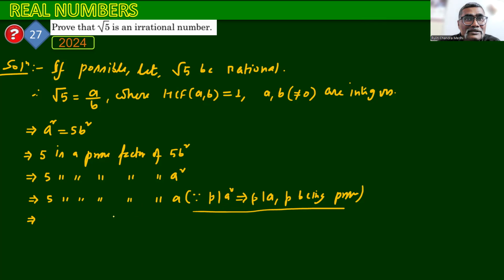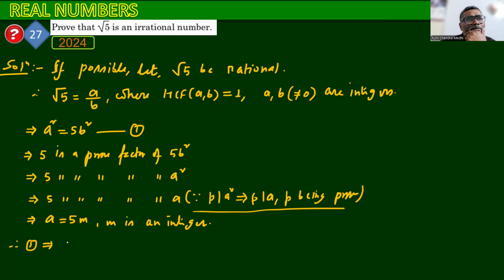So if 5 is a prime factor of A, I can write very well A equals 5 times M. And what is M? M is some integer. I'm not bothering what integer, but M is an integer. Good. Once you get this, you put this value of A in equation 1. So you will be getting A square, that is 25 M square, is equal to 5B square. So that gives you 5 M square is equal to B square.